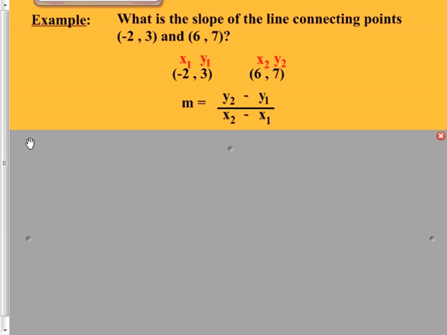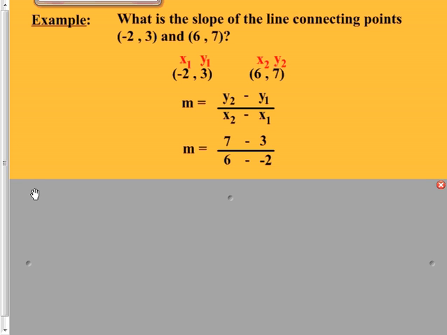Okay, the formula asks for y2, which in this problem is a 7. The formula has a minus sign built into it, so pay attention to that. The formula asks for y1, which is 3. Then the formula says to divide that by x2, which is 6, minus x1, which is -2.